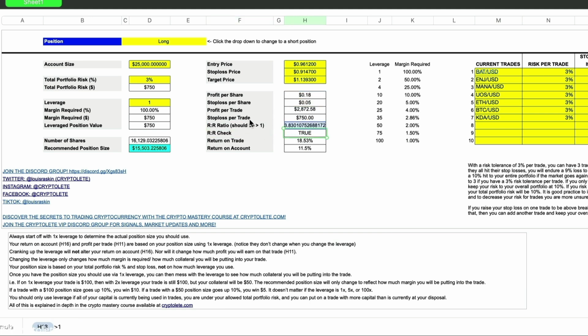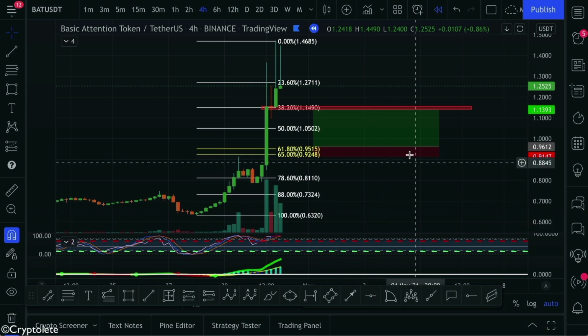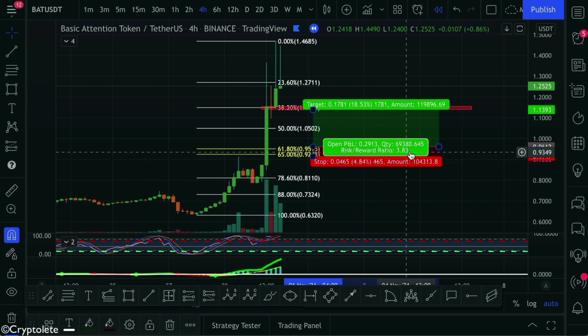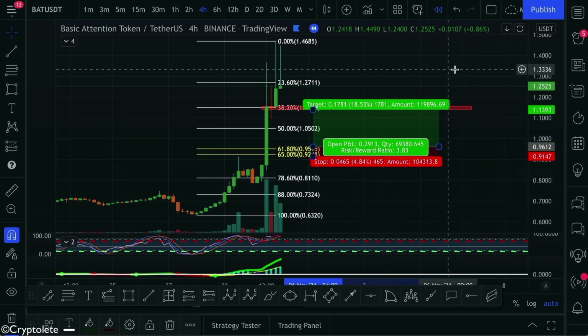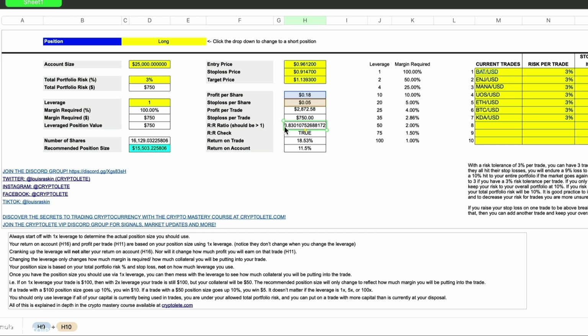It is. So let's go back in TradingView and check that real quick. In TradingView right here, it says the risk to reward ratio is 3.83. Let's go back to the position sizing calculator and double check. 3.83. So you could see that the RR is really, really, really good. Okay. You could also see that the return on trade is 18.53%. And if you win this trade, then you will return 11.5% on your account. You'll grow your account by 11.5%, which is freaking amazing. So the return on this trade is 18.53.